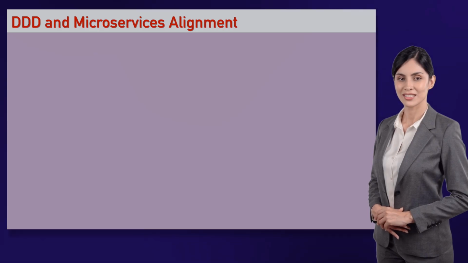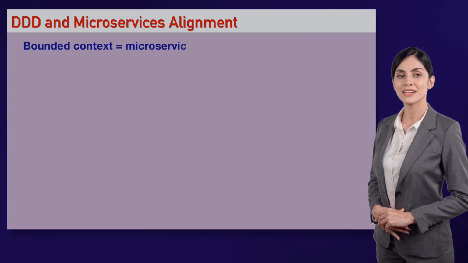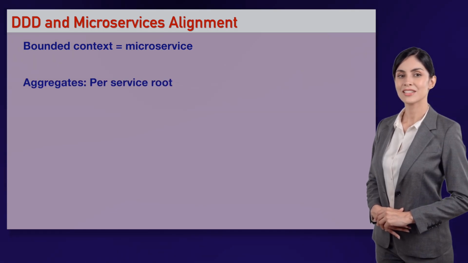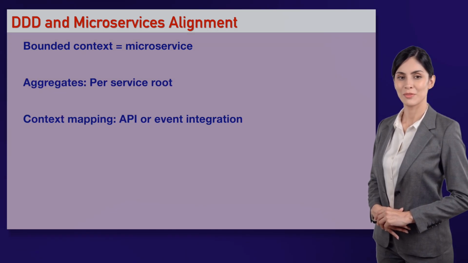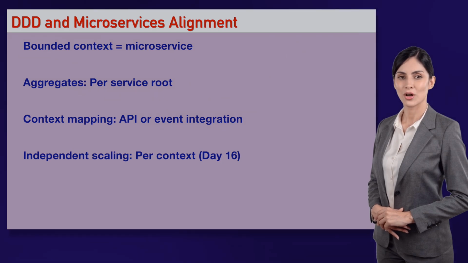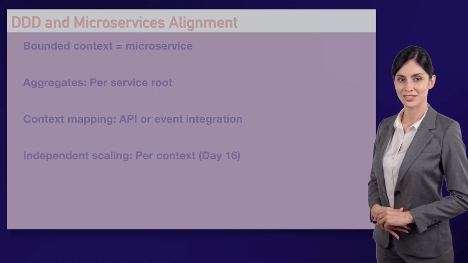DDD and microservices alignment. Map each bounded context to a microservice for clear ownership. Place aggregates as the core of each service with the root exposed. Use context mapping for integration via APIs or events. Enable independent scaling per context using Day 16 patterns.